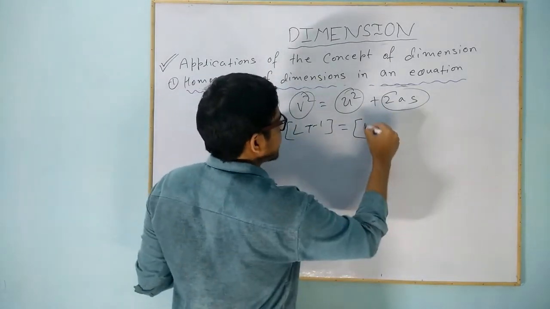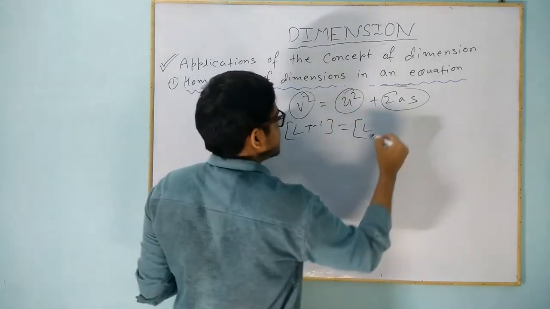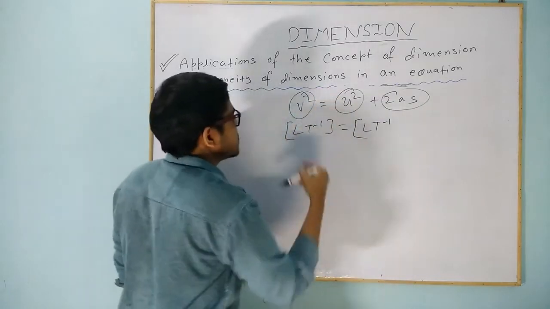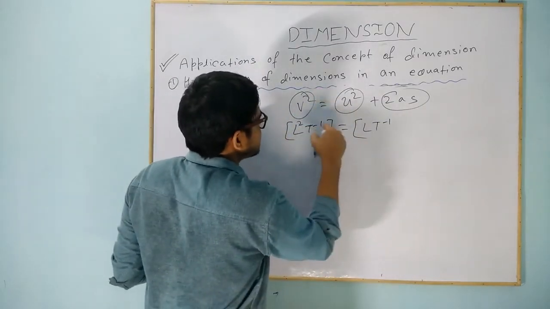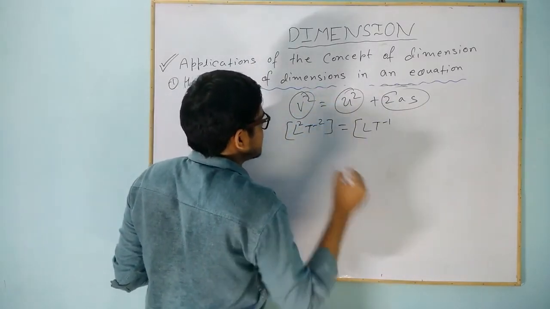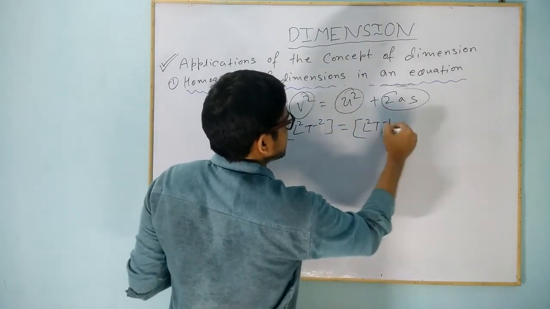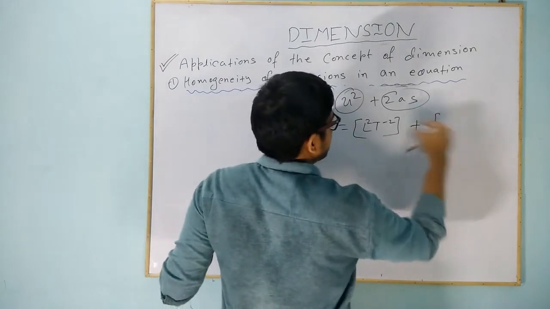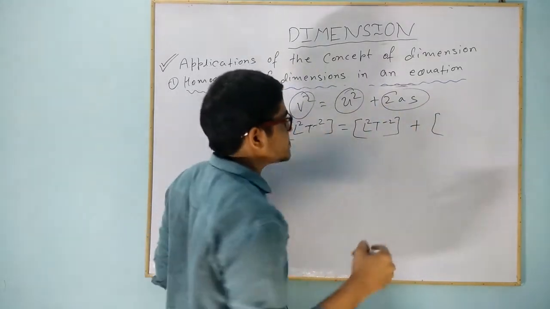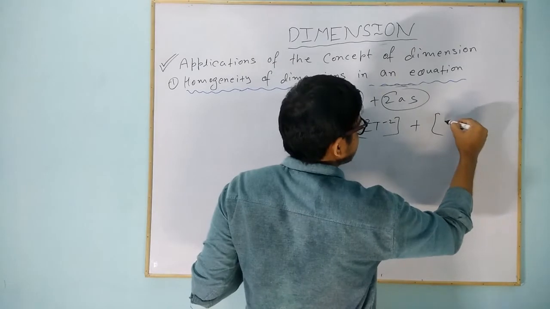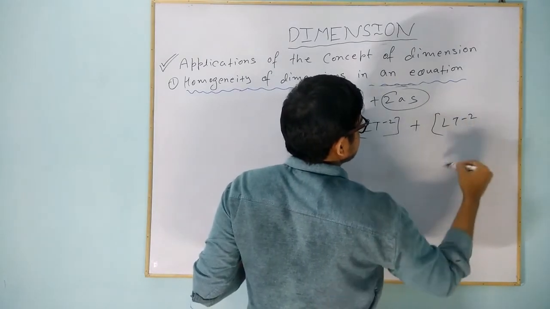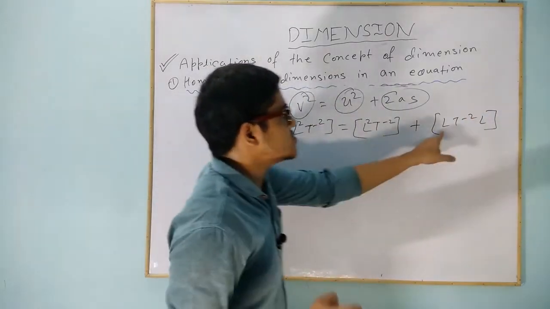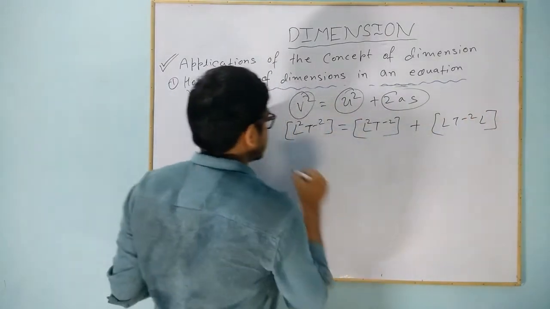So always keep it in your mind. U square, that is again square of a velocity. So L t raised to the power minus 1, squared, V square would be L square t raised to the power minus 2, right? And U square would also be L square t raised to the power minus 2. Plus 2, being a pure number, is dimensionless. Acceleration meter per second square, that is L t raised to the power minus 2, into a distance, that is L. So this is also L square t raised to the power minus 2, right?